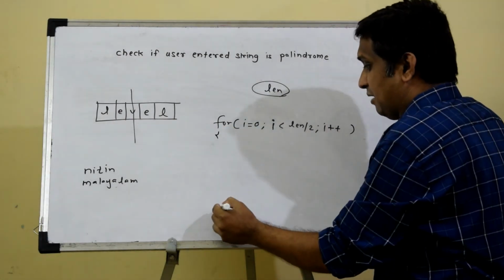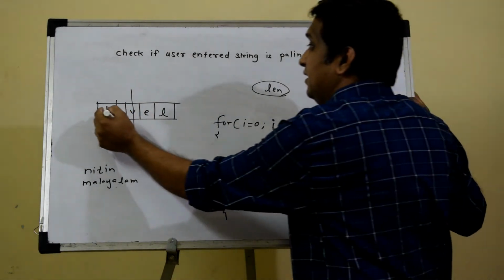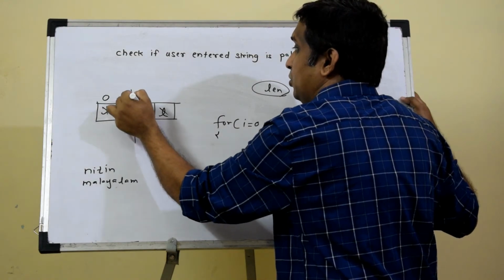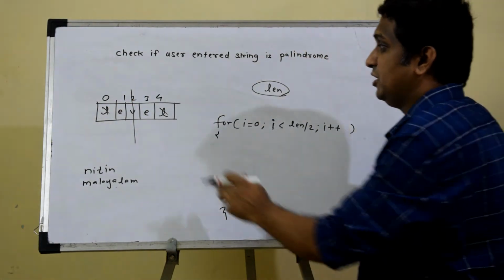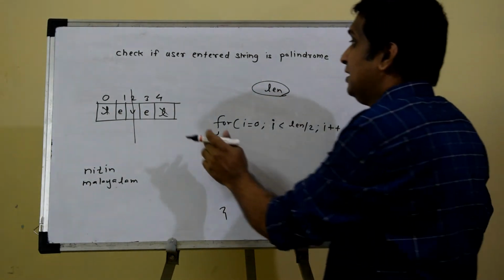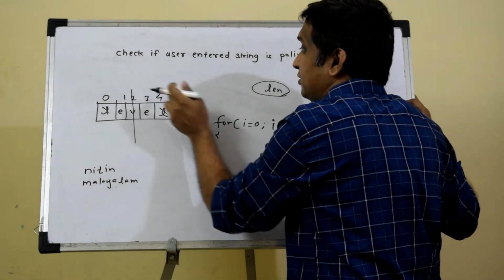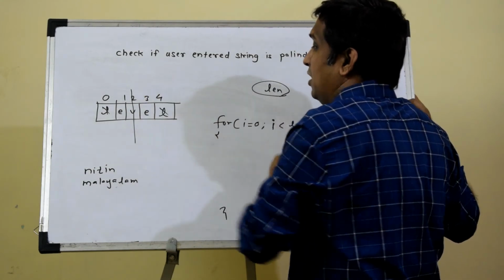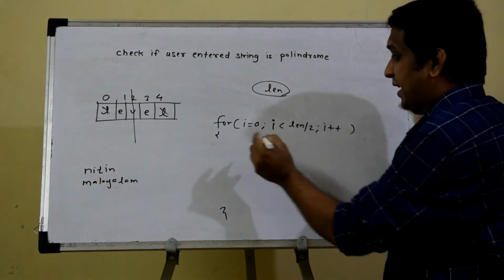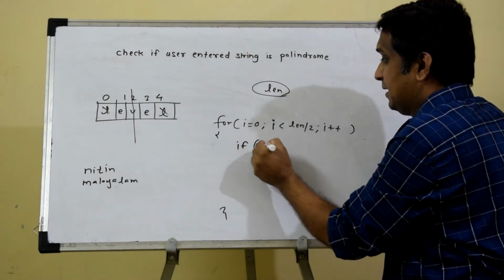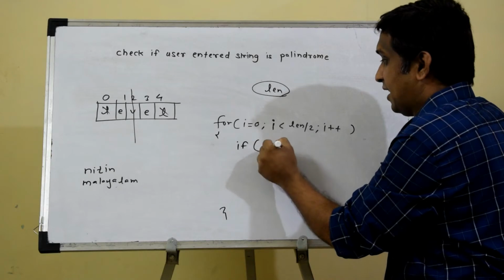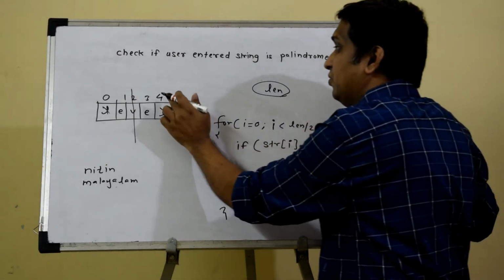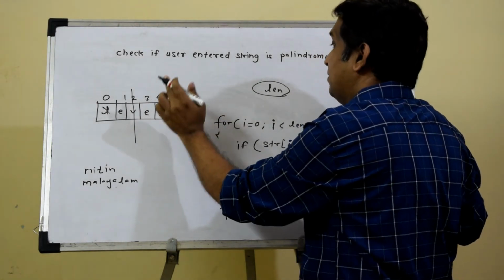Now during this traversal I will compare this character with this character. If this is the 0th character, this will be 1, 2, 3, 4. So this is the 4th character. In general, it will be the len minus 1th character. Since length is 5 in this case, this is len minus 1, this is len minus 2. So I will compare the 0th character, that means the ith character, str of i, with str of len minus 1 minus i.